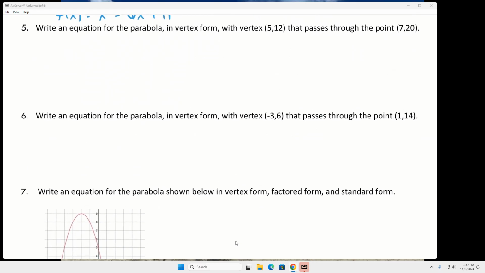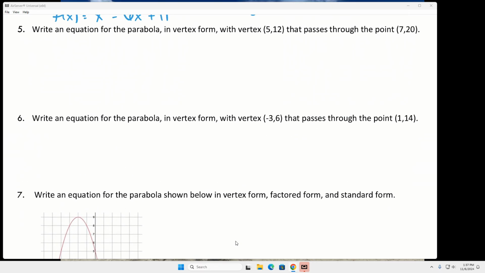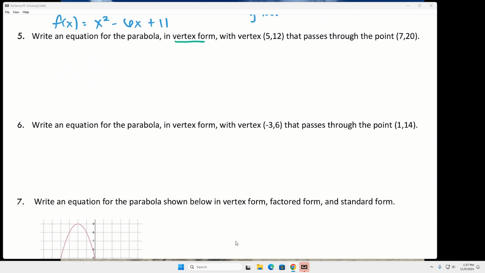And so on number 5, we want the equation of a parabola. We want vertex form. We know the vertex, which is great. That's very helpful. And then we know a point on the graph. So I'm going to just jot down vertex form so we don't have to flip back on our paper over and over again. So this is good because we have h and k. So I can put that in the form.